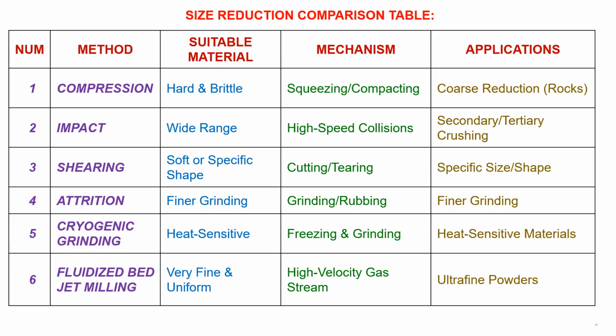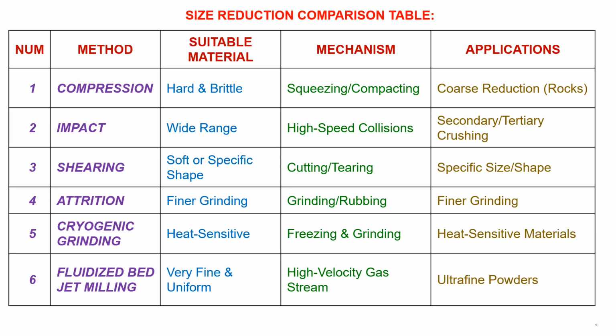Size reduction comparison table. Number 1. Method: compression. Suitable material: hard, brittle. Mechanism: squeezing and compacting. Applications: coarse reduction, rocks. Number 2. Method: impact. Suitable material: wide range. Mechanism: high-speed collisions. Applications: secondary, tertiary crushing.